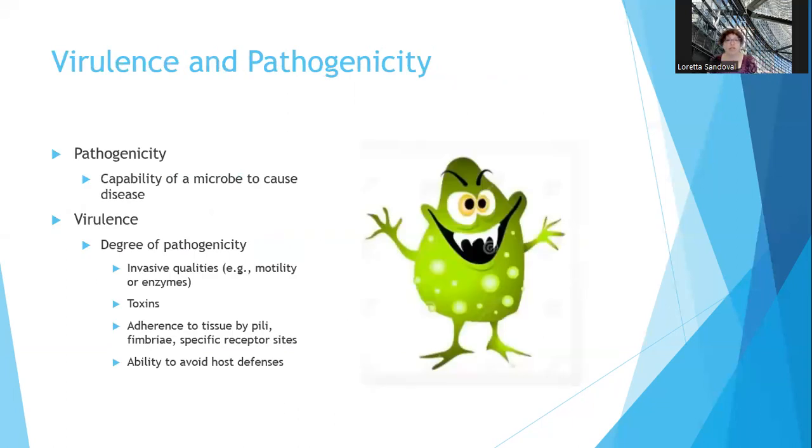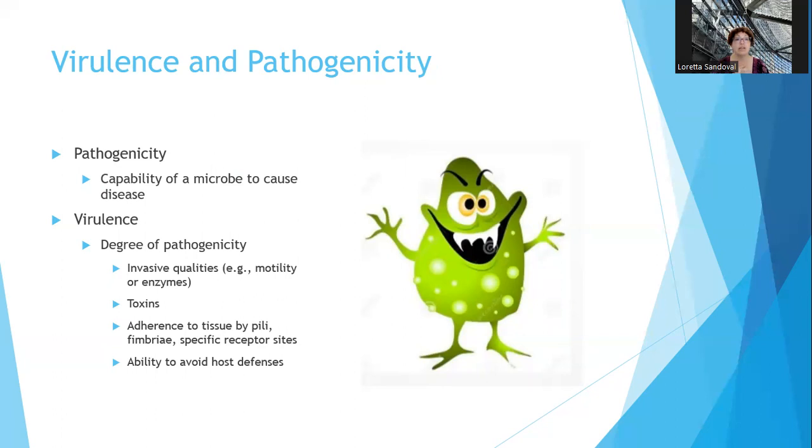So we talk about virulence and pathogenicity. Pathogenicity is the capability of a microbe to cause disease. So that just means that it's a pathogen. It's something that could potentially cause disease. Virulence is the degree of pathogenicity. So a bacteria or a microorganism that has more invasive qualities, like higher motility, or those exotoxins, those enzymes that bacteria create, can make it more pathogenic.